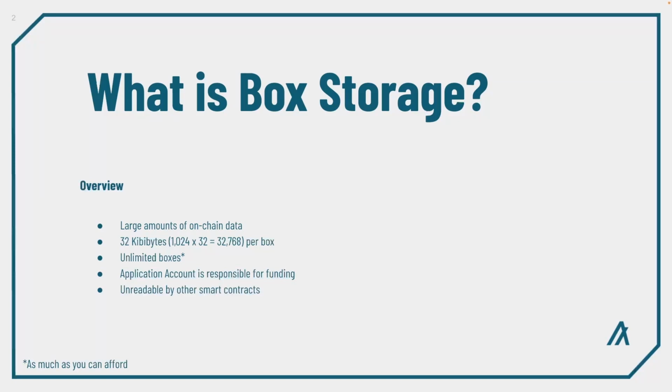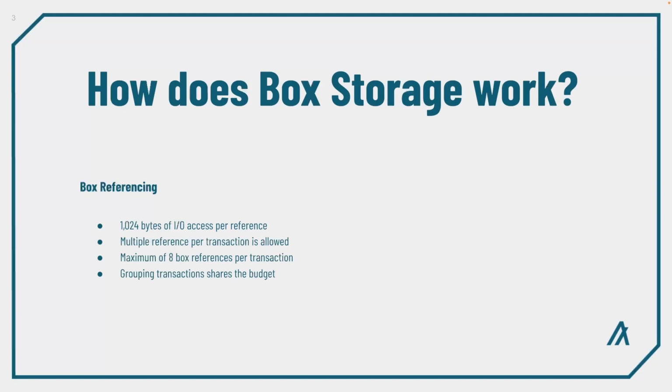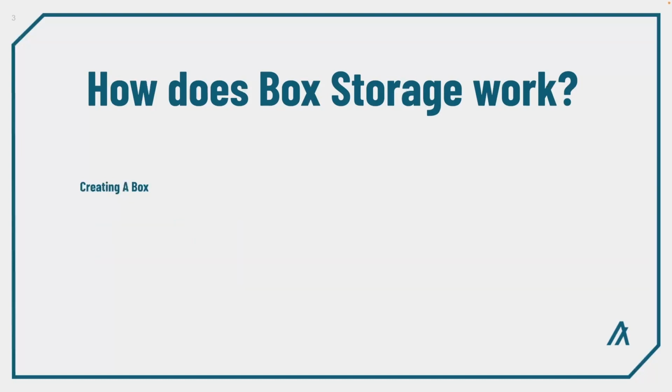Box storage is also only visible on-chain to the application it belongs to, meaning other smart contracts won't be able to directly read the data stored within them. In order to use any box-related opcodes within a smart contract, the transaction must include a reference to the boxes being used. Each box reference provides up to 1024 bytes of data to be accessed, and multiple references can be included to increase this allowance. A maximum of 8 boxes can be provided per transaction, and the box data budget can be shared across a transaction group.